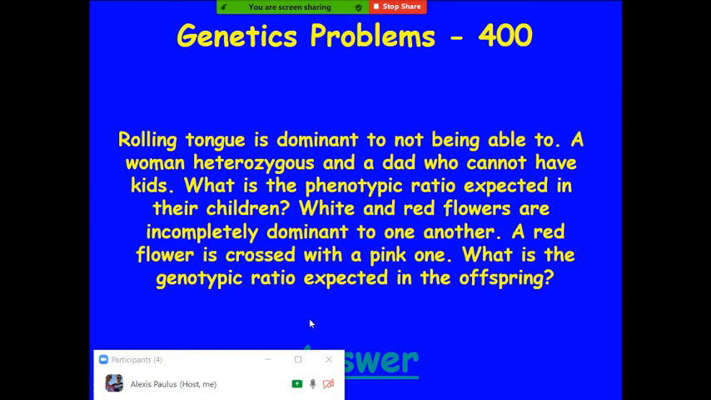Rolling tongue is dominant to not being able to. A woman heterozygous and a dad who cannot roll his tongue have kids. What is the phenotype ratio expected in their children? White and red flowers are incompletely dominant to one another. Red flowers crossed with a pink one. What is the genotype ratio expected in the offspring?